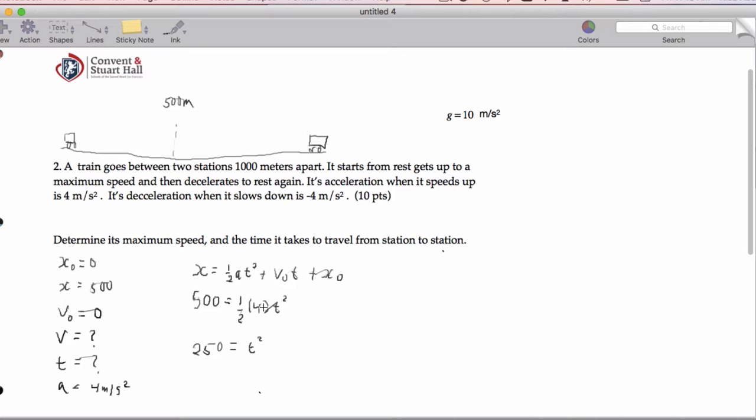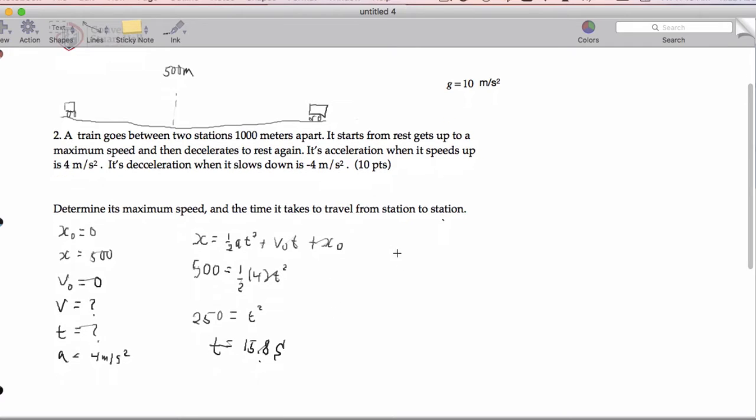Working with this, we'll take 250, square root of that, and we're getting 15.8 seconds. Now, let's get the maximum speed. This is only part of the time, right? We're going to get the rest of the time in a second once we get the maximum speed it goes to.